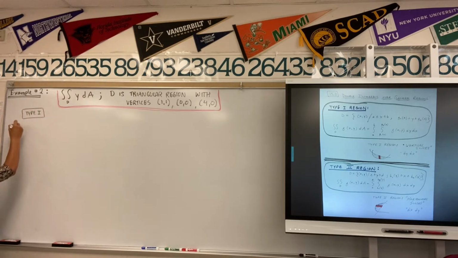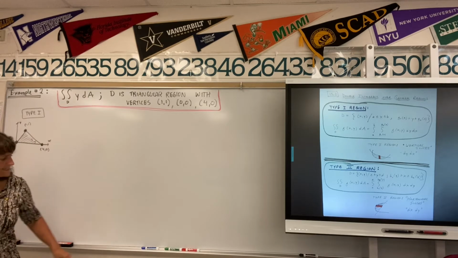The boundary is a triangle. Here's the x-axis, here's the y-axis. The vertices of the triangle are the origin, (0, 0), then (1, 1), which I'll draw about here, and then out on the x-axis to (4, 0). So these are the boundaries. This is my base right here.